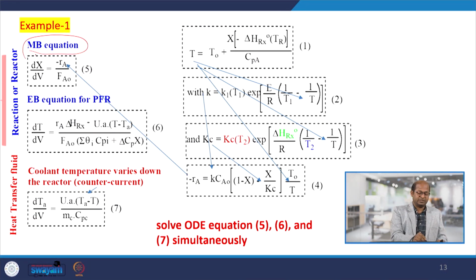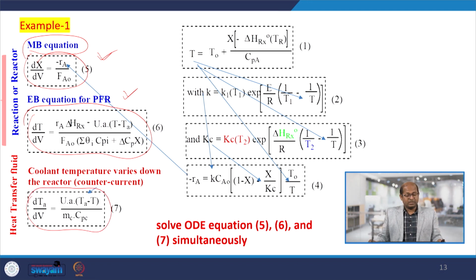The material balance equation is this, and the energy balance equation is this, which we have already discussed. These two are for the reacting system inside the reactor, and this one is for counter-current flow, the differential equations that we have already discussed. So now we have these three equations, 5, 6 and 7.